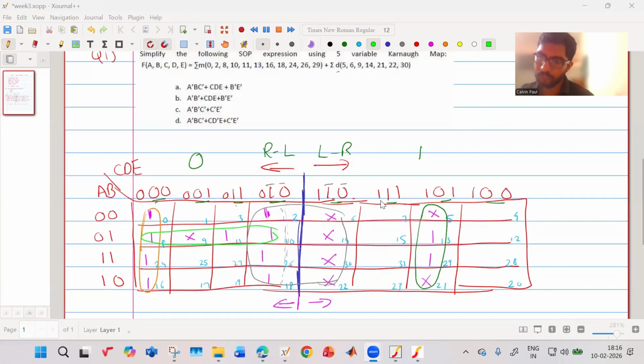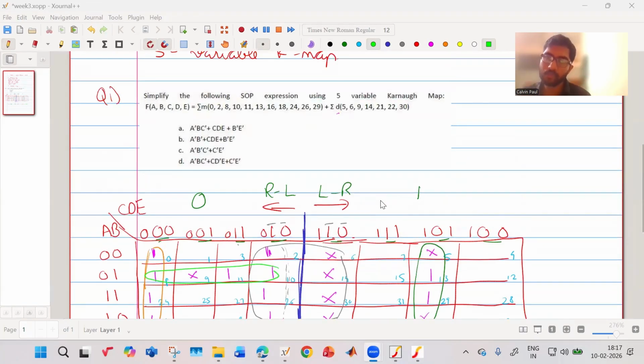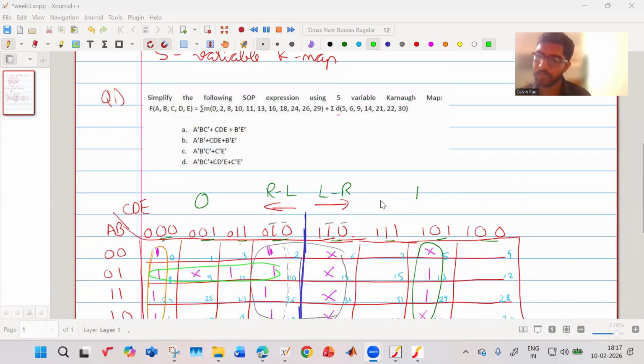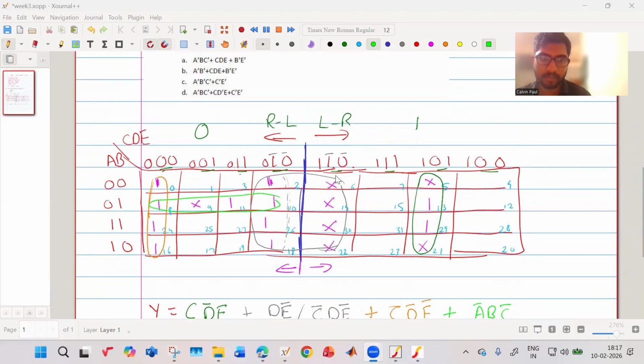Okay, because this is a 5 variable K-map, this is not what you usually do. I will go through it again. So this is the 5 variable K-map which we have to solve. A bar, B bar, C bar.